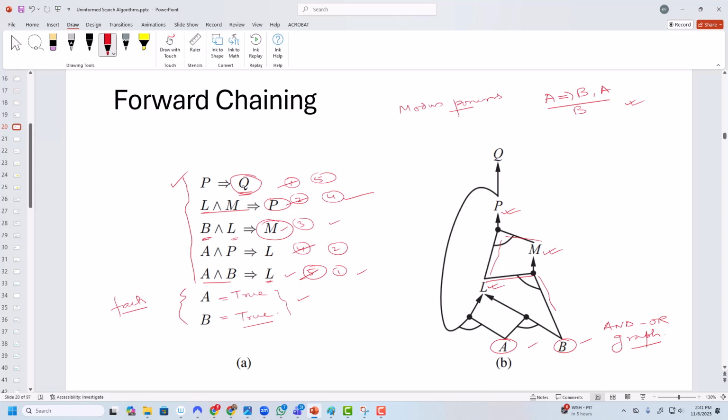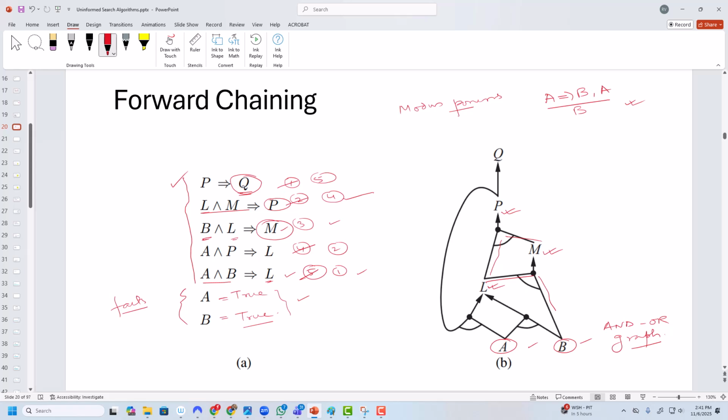So finally, P implies Q gives us Q. By forward chaining, we have already derived Q, our query. It's like a chain reaction, right? That's why it's called forward chaining. Each new fact triggers more rules. Whenever we proved M is correct, it triggered the next rule.